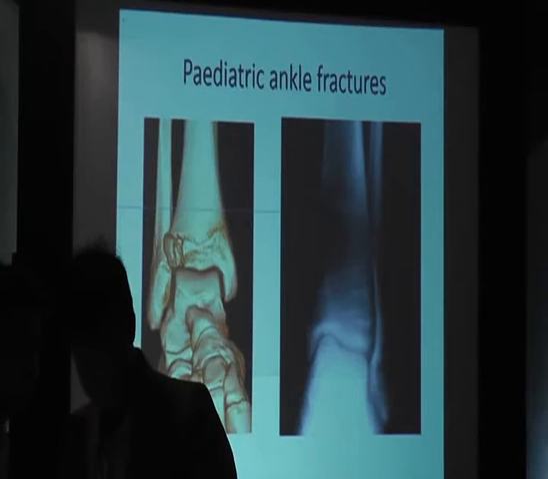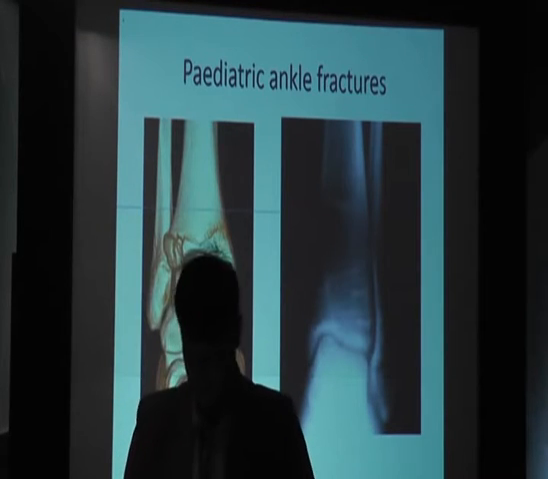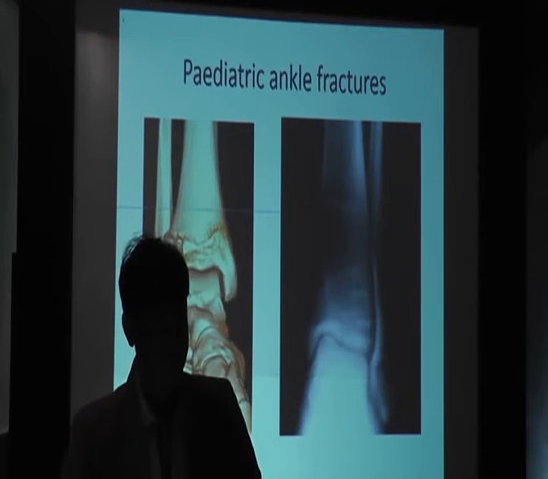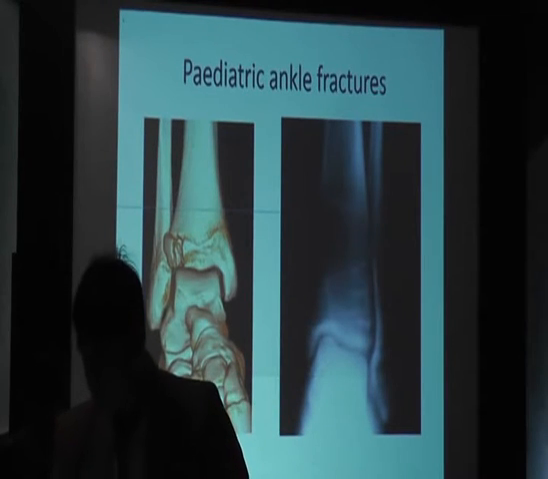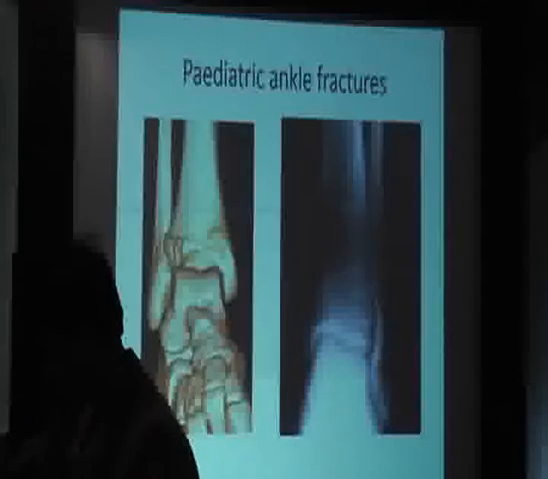Like adult ankle fractures, apart from stability and secondary osteoarthritis, the main reason we are talking about pediatric ankle fractures here is because of premature physeal closure.